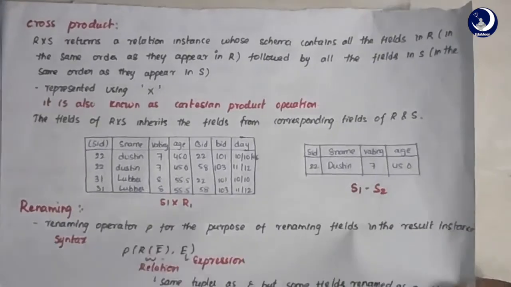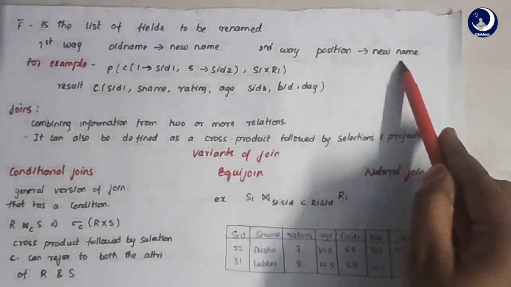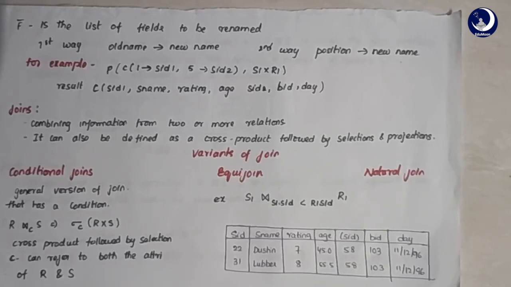So let's look at the example. f dash is the list of fields to be renamed, right? This can be done in two ways. The first way is you can rename the field names by specifying old name, arrow, new name. The second way is specifying the position and then specifying a new name, right? For example, rename of C of first one is SID1 and the fifth column, which is a position, is going to be SID2. We have two SIDs now, so we are renaming them into SID1 and SID2, and our expression is S1 cross R1.